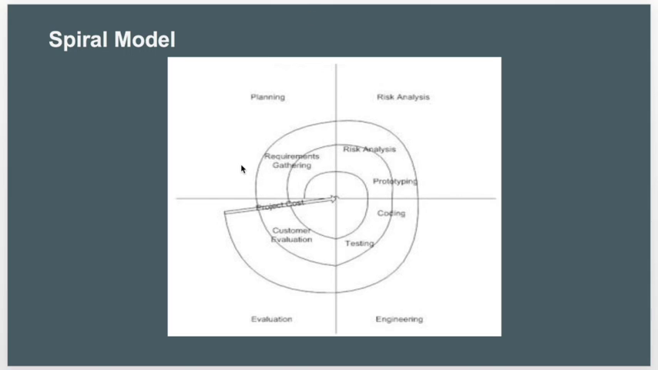Okay, so planning phase: requirements are gathered in the planning phase. In the risk analysis, a process is undertaken to identify risks and alternative solutions, and a prototype is produced at the end of the risk analysis. If any risk is found during the risk analysis, alternative solutions are suggested and implemented.